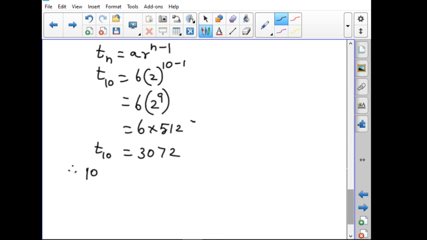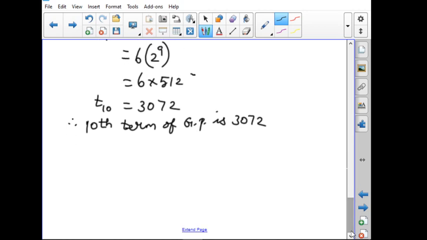Therefore, the 10th term of GP is 3072. The 10th term is 3072. So this problem is also over.